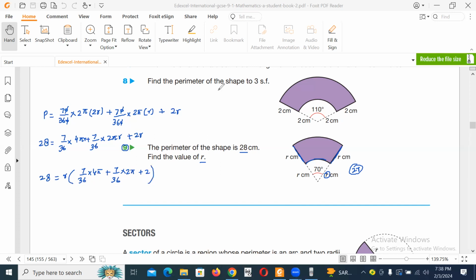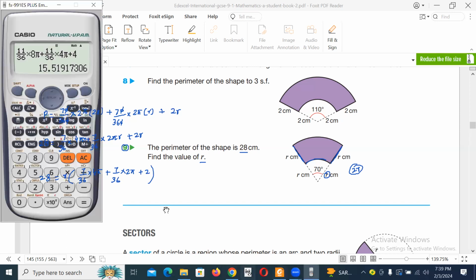Okay, now I will check in the calculator what it is. So what does this value give me? First we have 7 over 36 multiply 4 pi, shift pi.